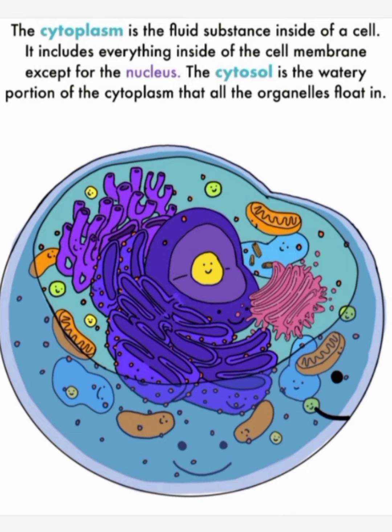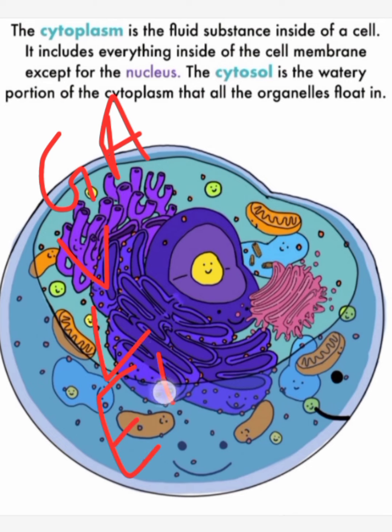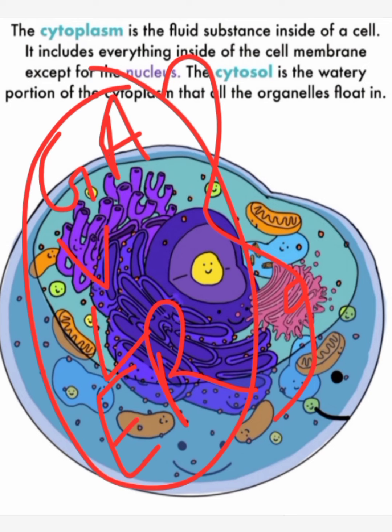An important point to be remembered is that the Golgi apparatus, vacuole, lysosome, and the endoplasmic reticulum or the ER, these four are termed as the endomembrane system. Why are they termed as the endomembrane system? Because they perform coordinated functions, and hence all four of them are termed together as the endomembrane system.